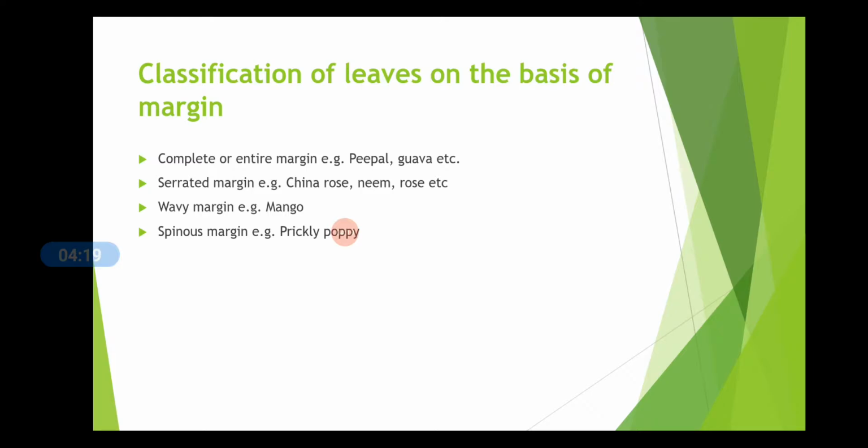Wavy margin is found in mango leaves. Even in the Ashoka plant also, the leaves of the Ashoka tree have a wavy margin. Spinous margin. As you saw in the prickly poppy, the leaves have a spinous margin. Spines are present on the margin of the leaf. So, the leaves can be classified according to the basis of their margin also.